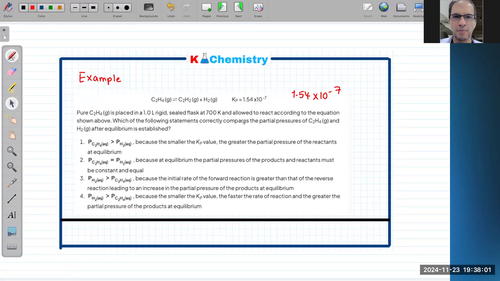Which of the following statements correctly compares the partial pressure of C2H4 and H2 after equilibrium is established? I can see that the value here for Kp is small, and it's not just less than 1. It is a very small value. So which of the options will be valid? The first option is telling me that the C2H4 pressure is more than H2 pressure, because the smaller the Kp value, the greater the partial pressure of the reactants at equilibrium. Is it reactants really? Yeah, so this looks like a valid answer.